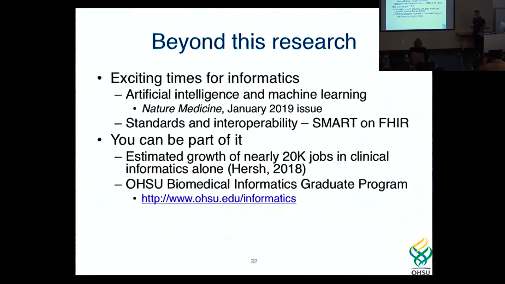And actually, seeing Melissa sitting in front of me, I realize I should have put another bullet under 'you can be part of it': the Clinical Data to Health Center, CD2H, that Melissa is the national PI of, and we're one of the participants at OHSU. So that's another way that you can be part of this. But anyways, I will stop at this point, and I'll be happy to take any questions. Thank you.